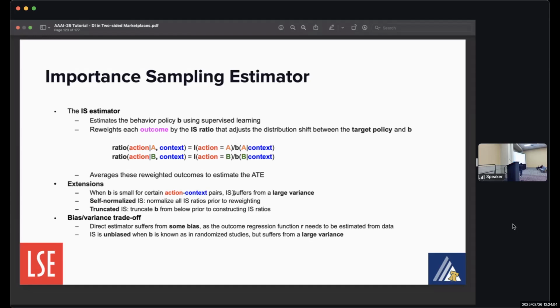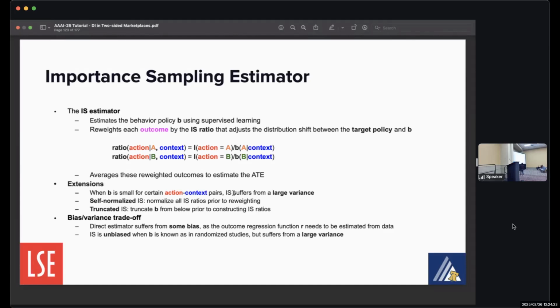In addition to this simple IS estimator, there are also some extensions. It is known that when the behavior policy is small for certain action-context pairs, the IS estimator might suffer from a large variance. Because of that, we can use self-normalized IS or truncated IS to address this issue and reduce the variance.